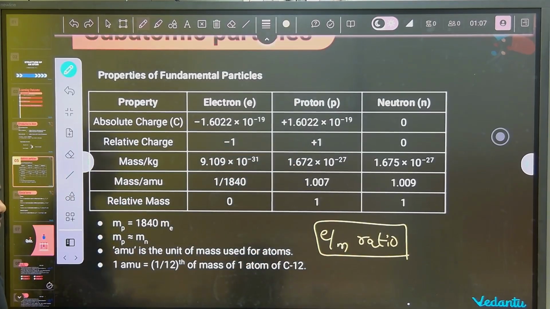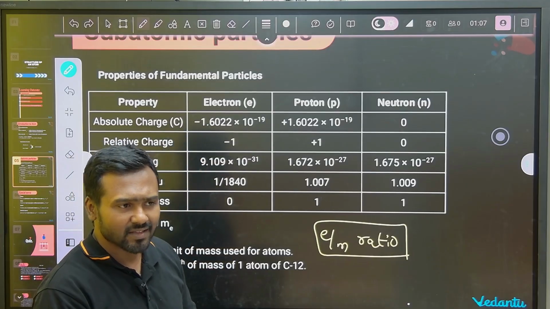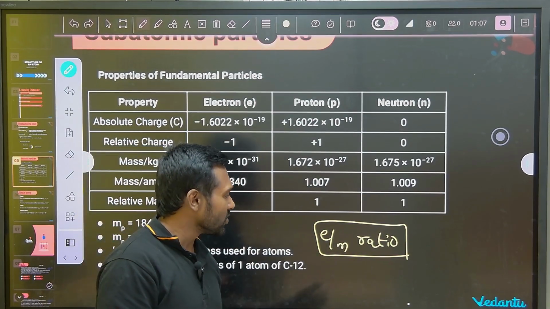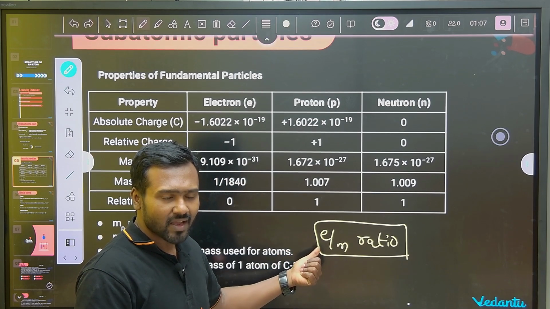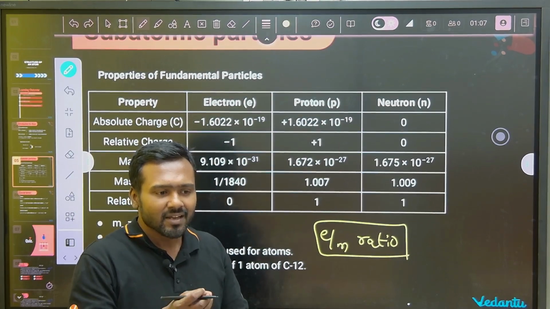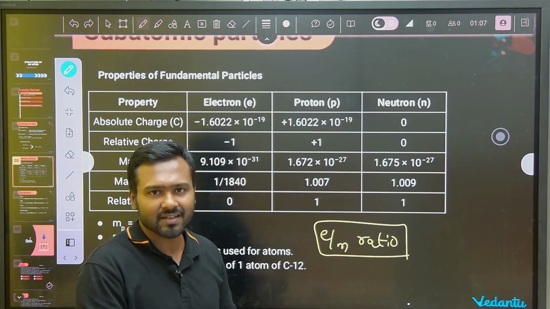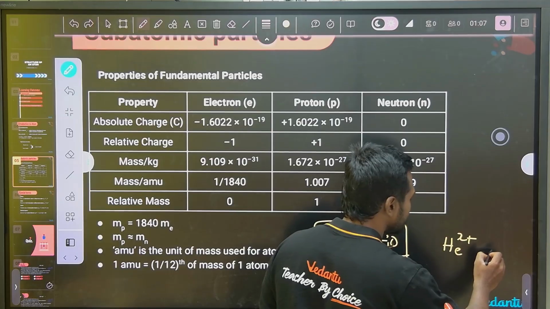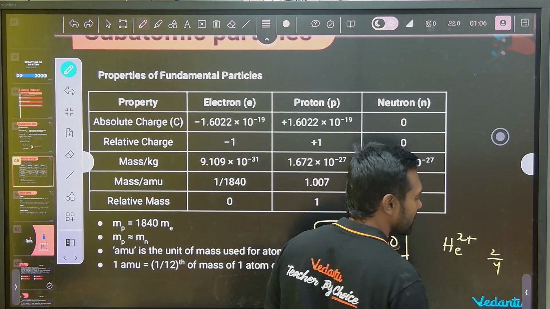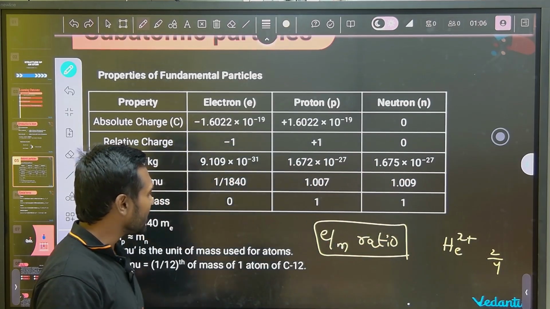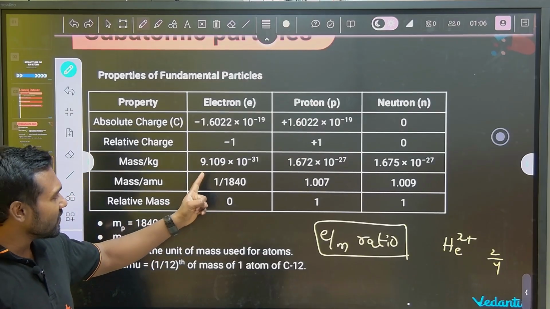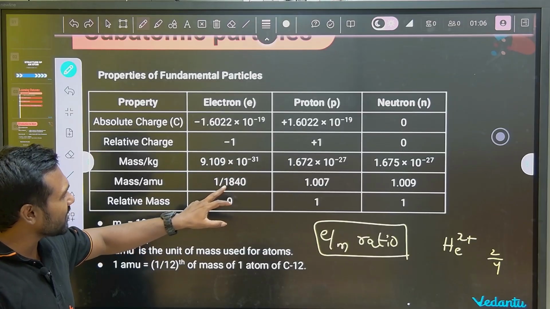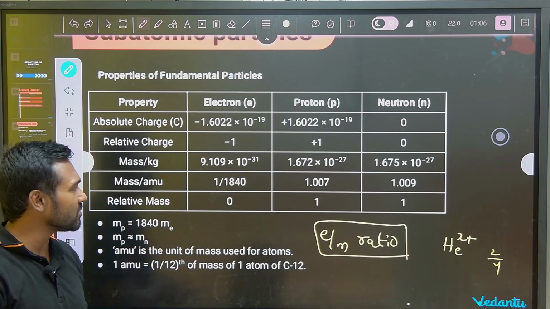Since it is a comparison, you can take the relative masses. There is no need to take the absolute values, right? So the charge of neutron is anyway 0, and alpha particle means doubly charged helium ion, sorry. That is helium 2+, meaning its charge is 2 and its mass is 4. And for the electron, the mass is 1/1840 times that of the proton mass, if you take relative mass.